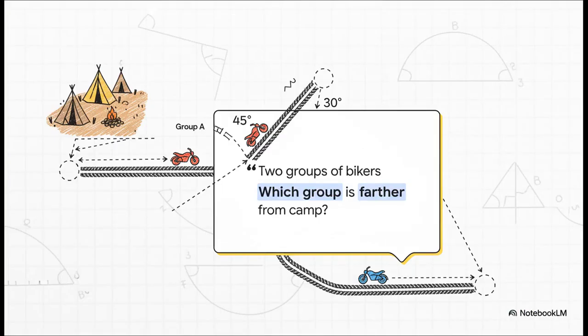Okay, so here's the scenario. You've got two groups of bikers. They both start at the exact same spot. They both ride for 2 miles. Then they both make a turn, and then they both ride for another 1.2 miles. Everything is identical except for one thing: the turn they make. Group A makes a 45-degree turn, while Group B makes a 30-degree turn. So, which group ends up farther from where they started?